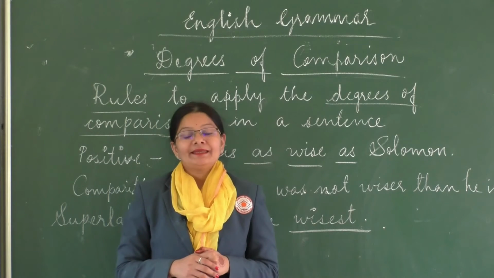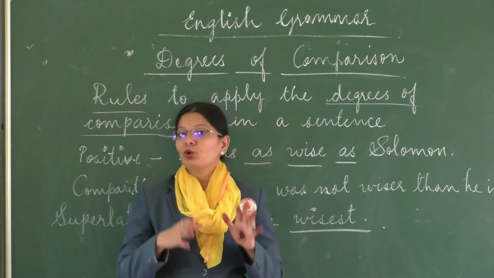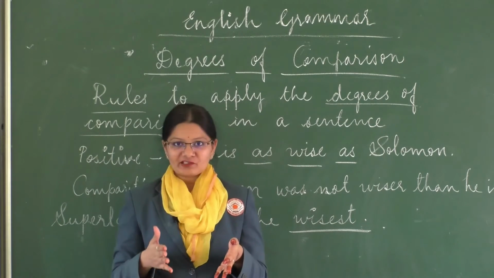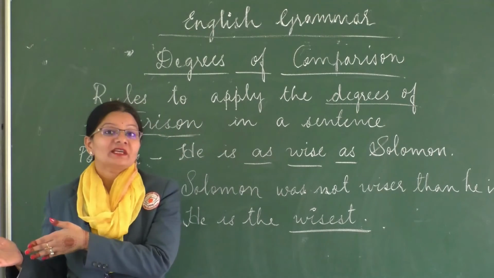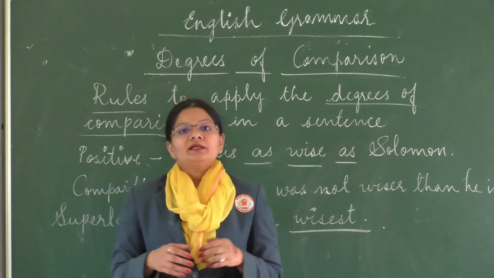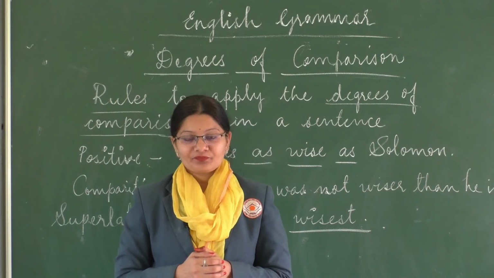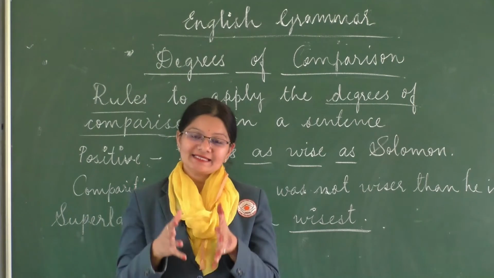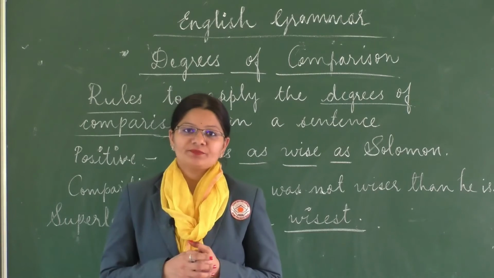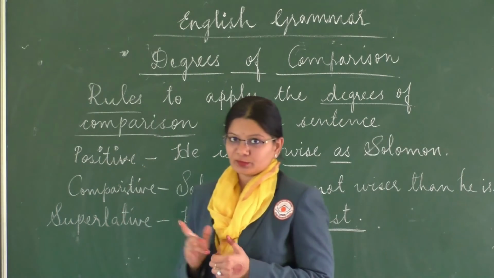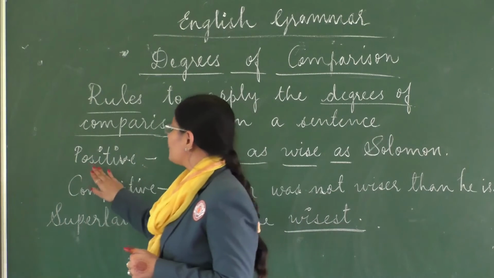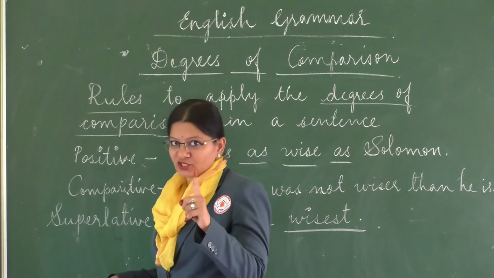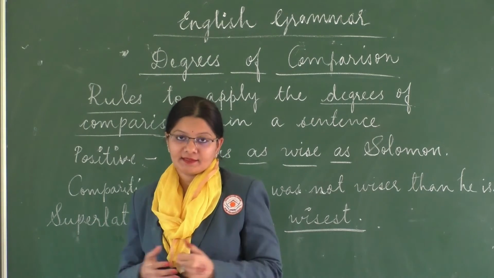Students, now that we have understood all the rules of changing the positive degree to comparative degree, and the comparative degree to superlative degree, now we shall understand how we should apply these rules in a sentence. So students, look at these examples on the board. Positive degree, comparative degree and superlative degree. So we take one adjective to start with, wise, right?